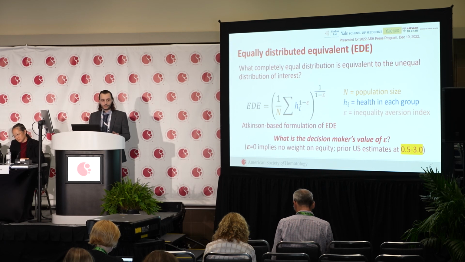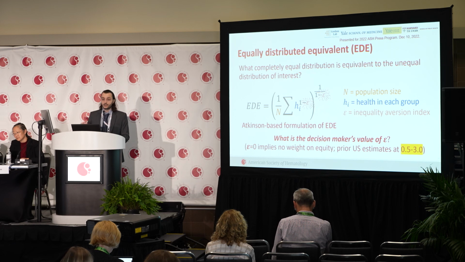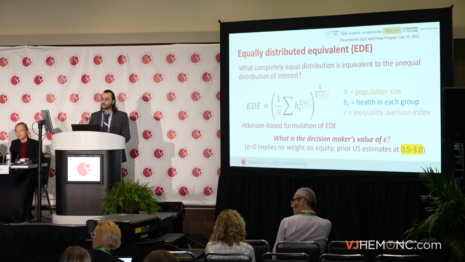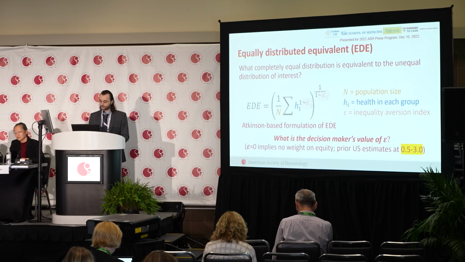You don't need to know or remember the formula. The reason I point it out here is I just want to show you where the inequality aversion index comes into play. Number one, this is not a linear relationship. We care about the population size at hand, and we care about the health in each group. Again, the health could be the health in the lowest socioeconomic strata. The health could be in a certain patient subpopulation that you're interested in.